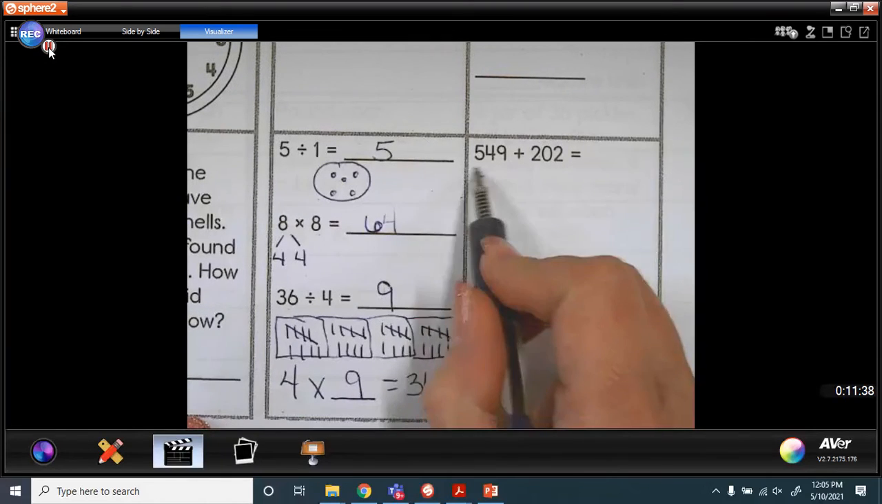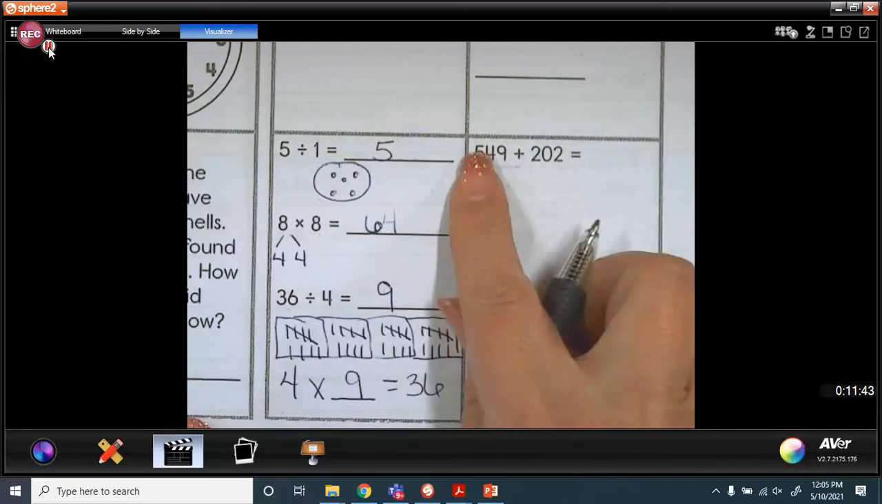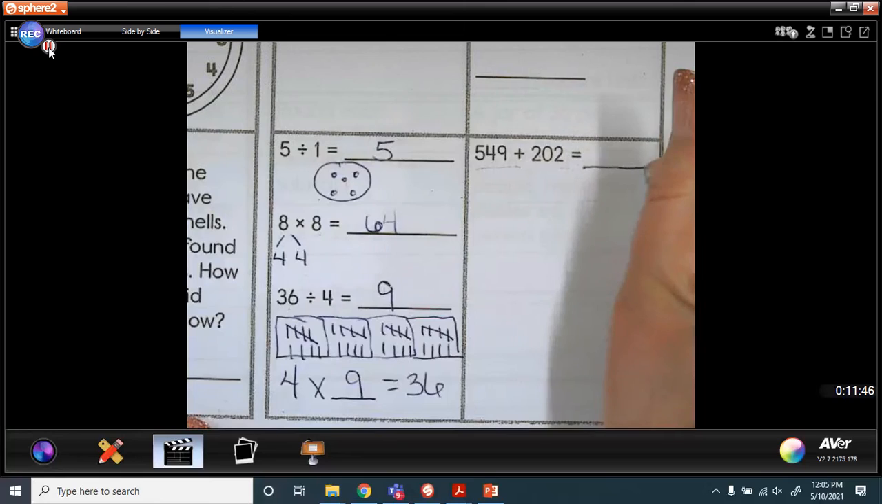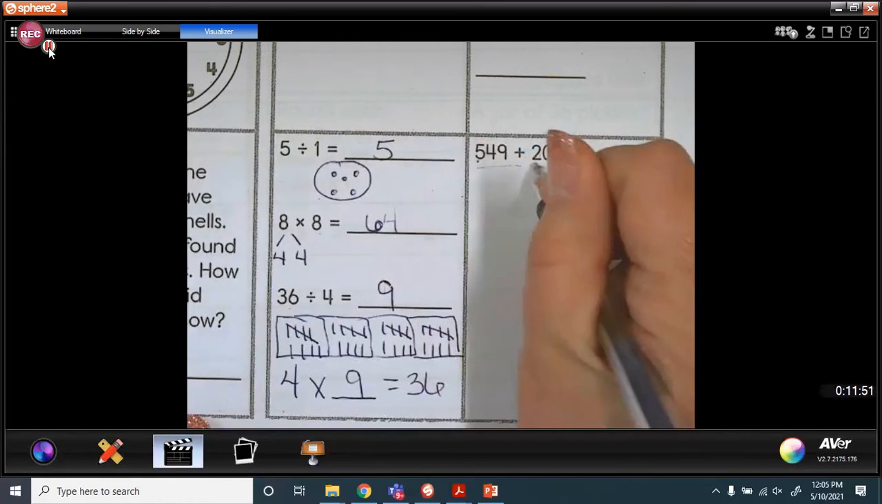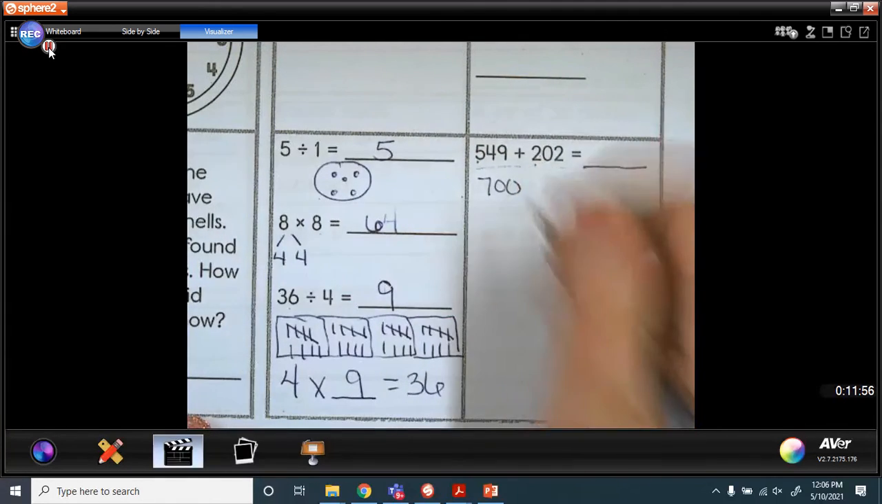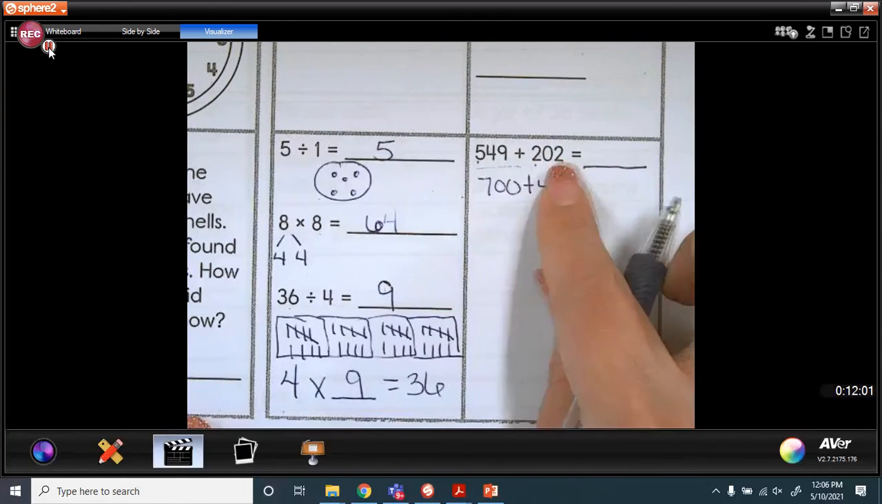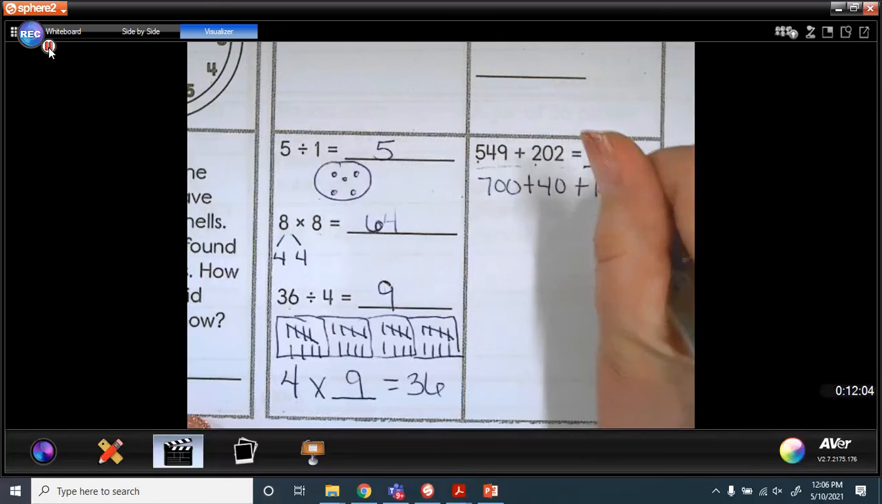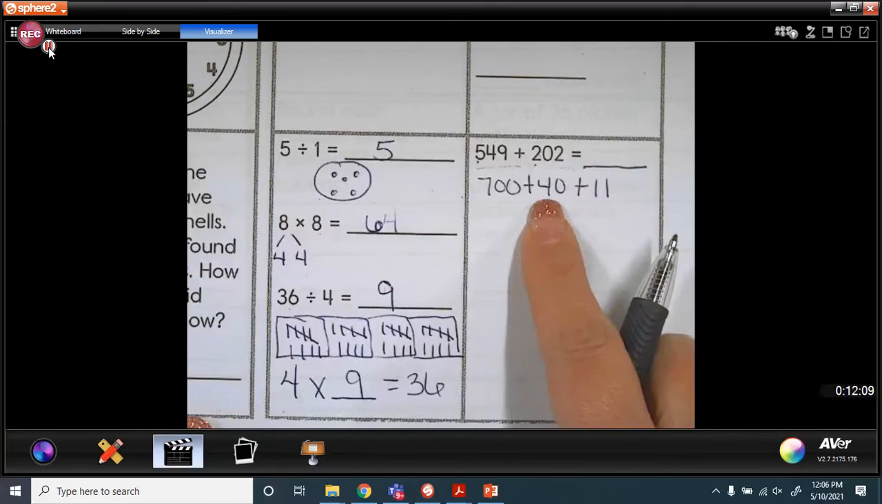So we have 549 and 202, and we're going to add the 2 parts together to find my total. Now, 549, 500 plus 200 is 700. I don't have any 10s, so that 40 is still going to stay 40. And the 9 and the 2 is going to make 11. Now, what does this tell me about my 10 here? That 10 is going to be added here to the 40 to make what? Right, it's going to make 50.